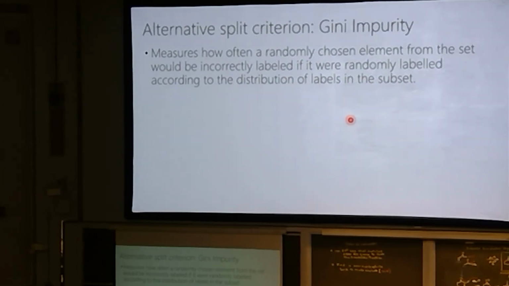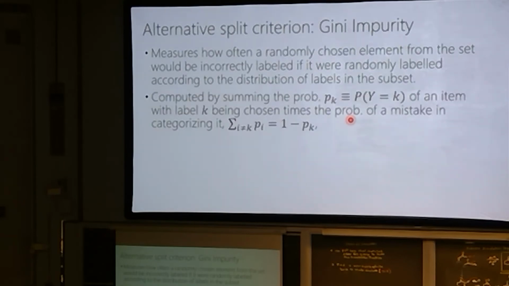Right, so you have a set of data, and imagine it's in two classes. If I choose a random one, then it's in proportion to the proportion of those two classes. And then I'm going to label it in proportion to also that same thing. And basically, this is the Gini impurity.